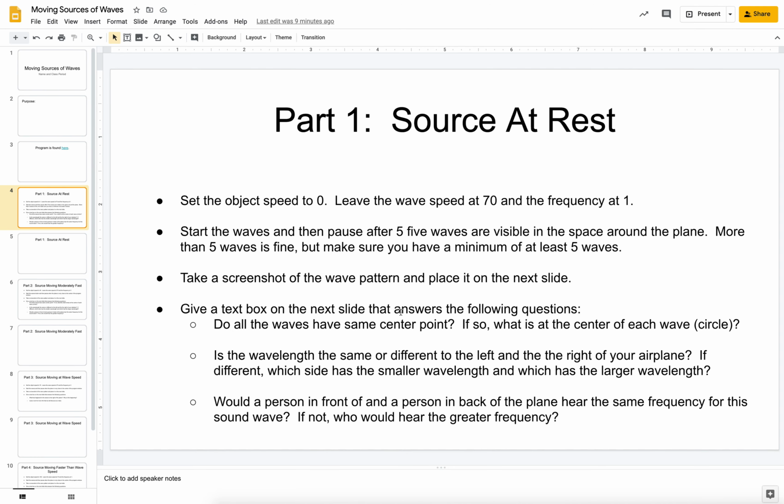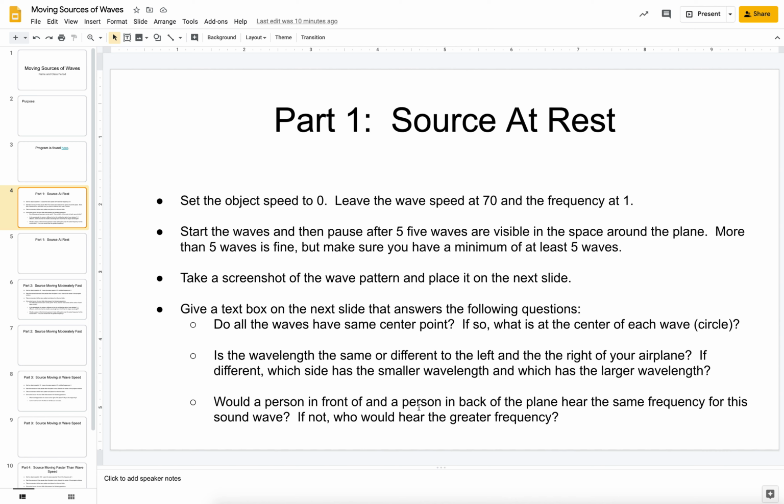Put a text box on that slide and make sure you answer the following questions. Do all the waves have the same center point? If so, what's at that center point? Is the wavelength the same, or is it different when you look at the left and the right of the airplane? If it's different, what side has a smaller wavelength and which one has a larger wavelength?